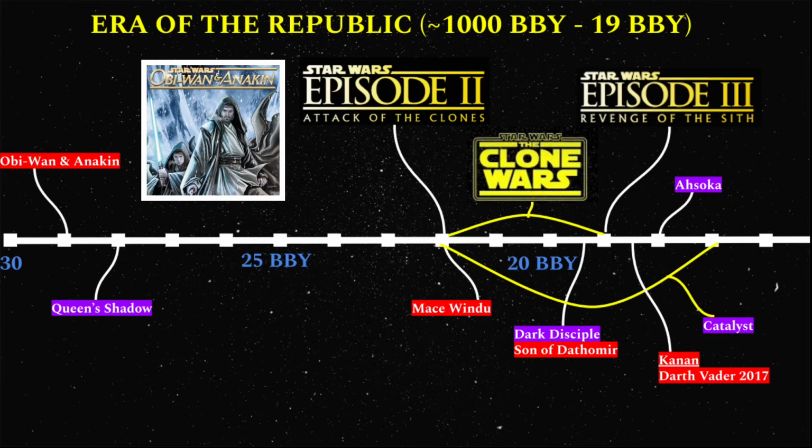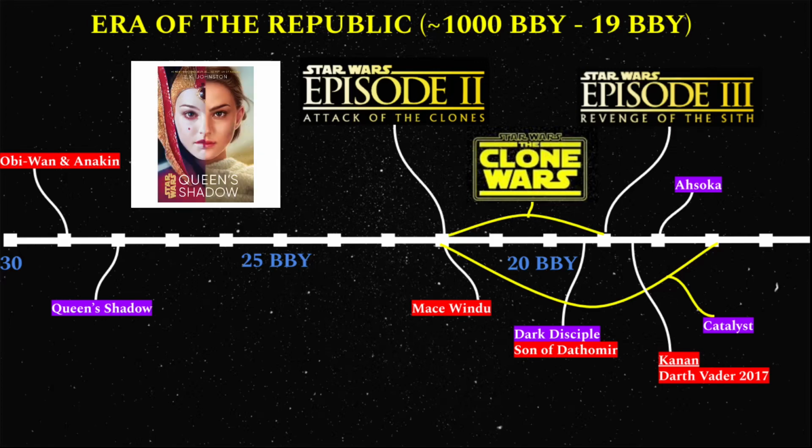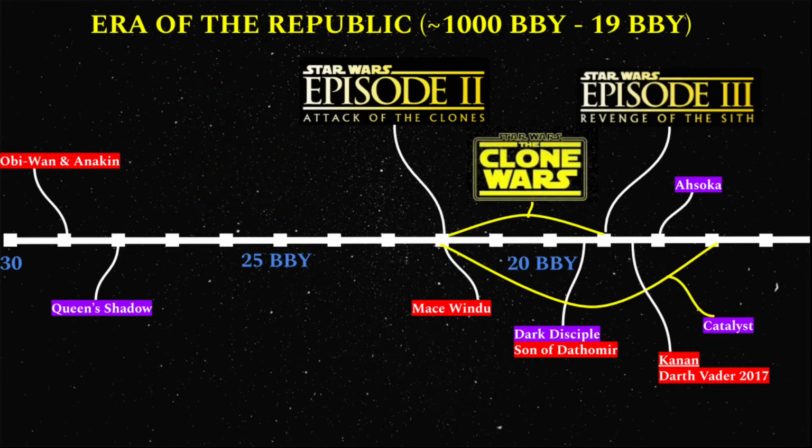Queen's Shadow is a novel written by E.K. Johnston. It's about Padme becoming a senator for Naboo after her term as queen has ended, and that book takes place 28 BBY. So, moving forward all the way to the Clone Wars.